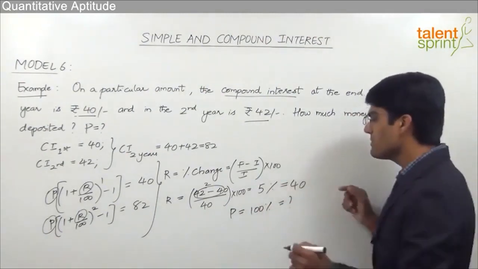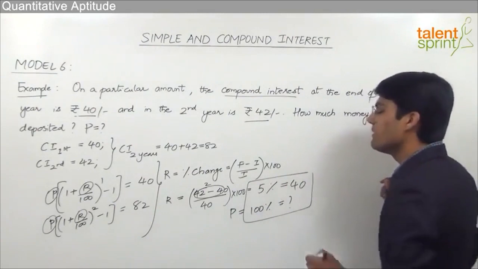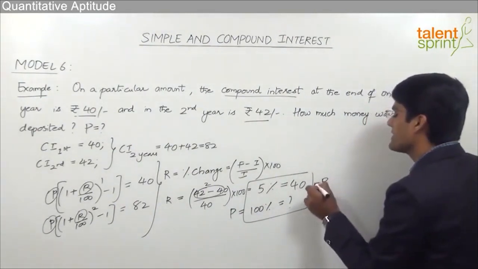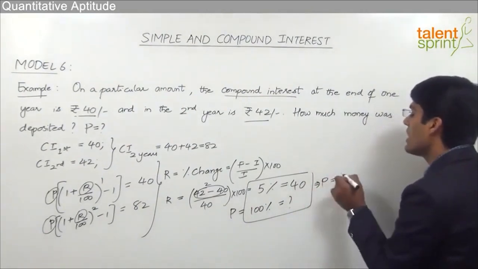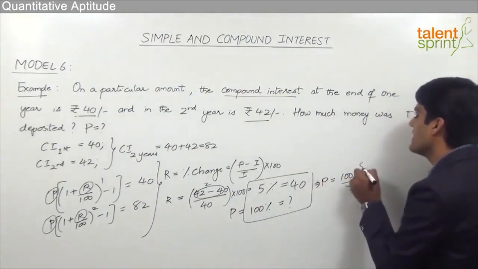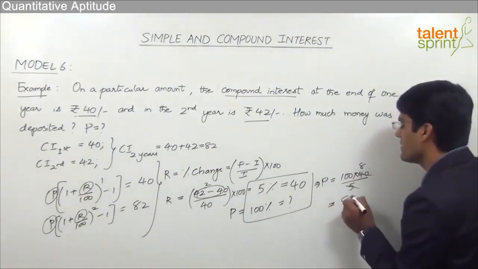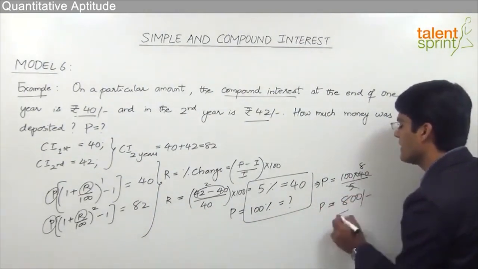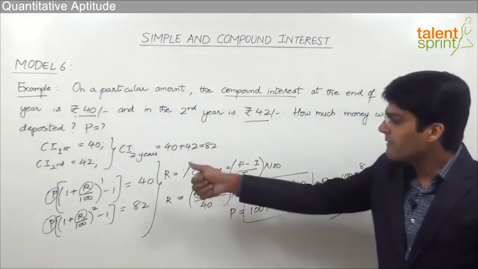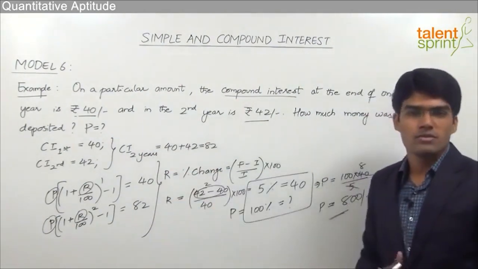So now by cross multiplication of these two values, we can find out the required answer. That will be equal to 5. We can say that principal P will be equal to 100 into 40 divided by 5. As 5 goes 8 times, the principal here is equal to 800. So this is how in just 2 steps we can solve the given question, and we can avoid the lengthy way of using the formula.